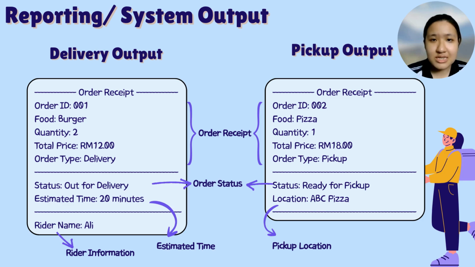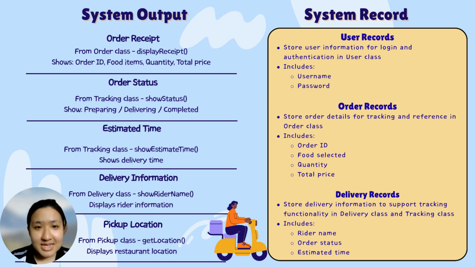For pickup orders, the system also generates an order receipt with similar details. The order status will show ready for pickup. Instead of rider information, the system displays the pickup location of the restaurant. These outputs are generated using different classes and functions. The order class generates the order receipt, and the tracking class shows the order status and estimated time. The delivery class provides rider information, and the pickup class provides the restaurant location.